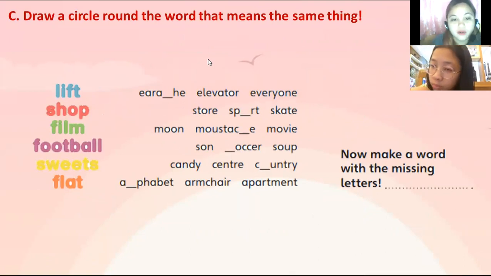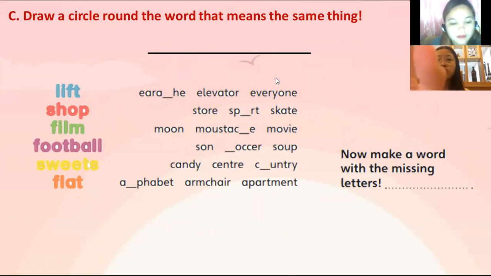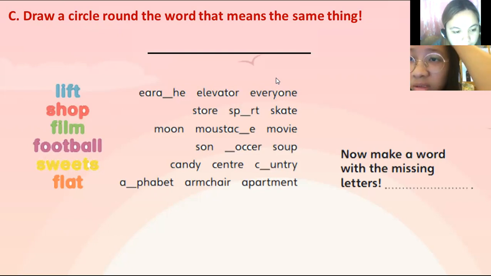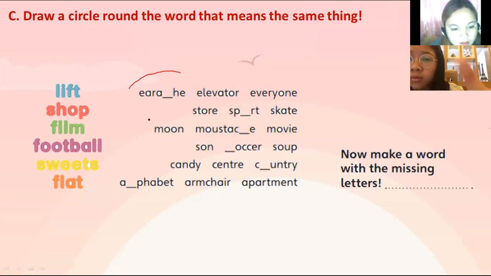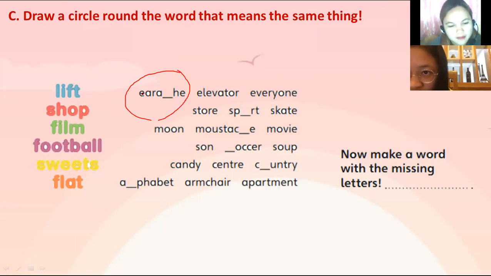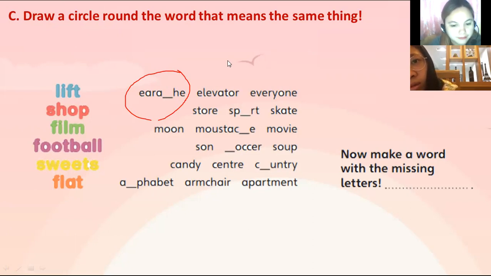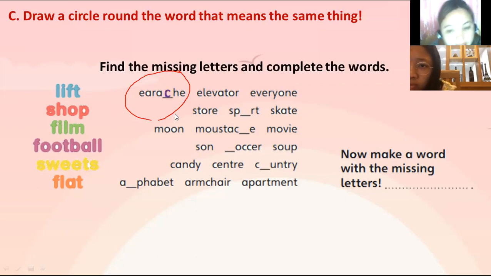Draw a circle around the word that means the same thing, okay? So number one, what do you think is the missing word or letter here? It means lift. What? So what do you think is the missing letter on the first word? This one, what's the missing letter here? Ear. I don't know. What do you think is that word? Okay, I will give you this as an example, okay? So the answer there is earache.